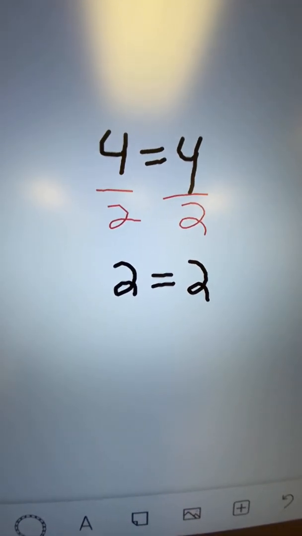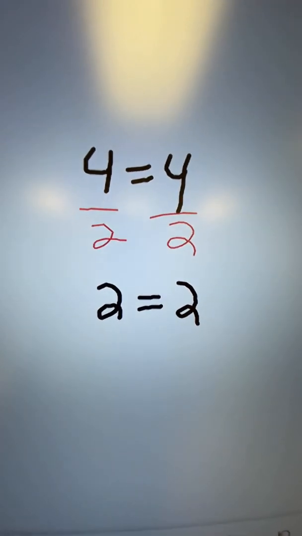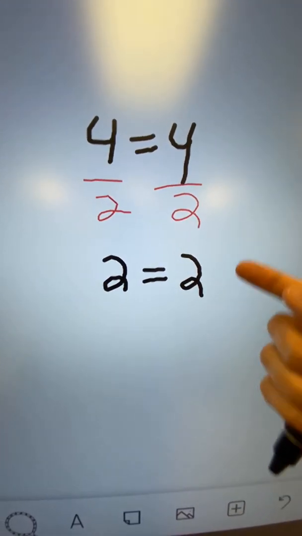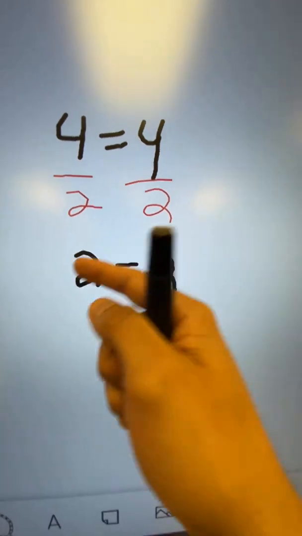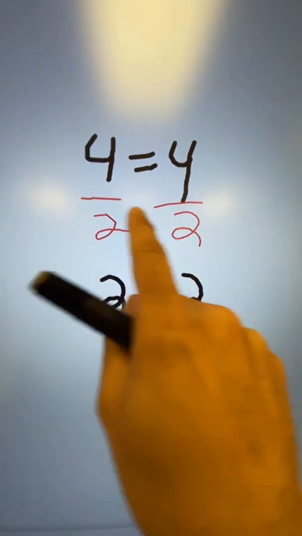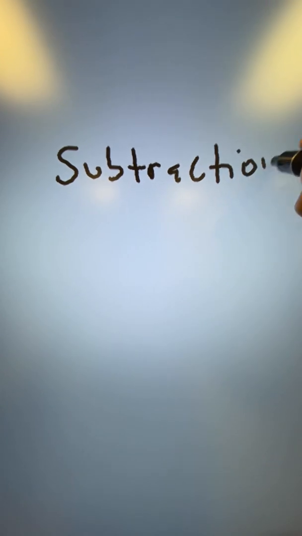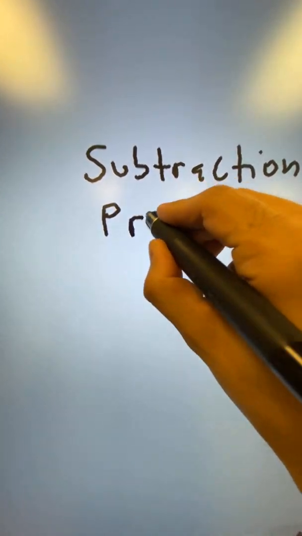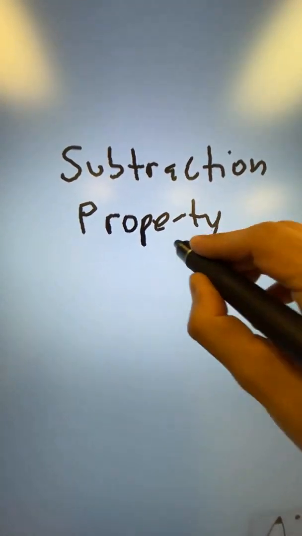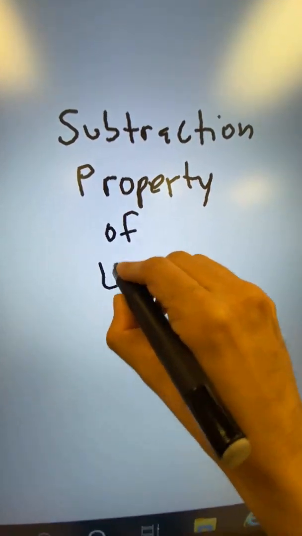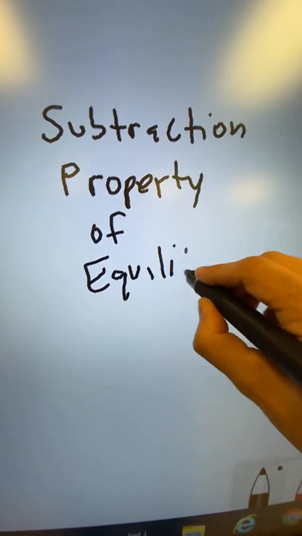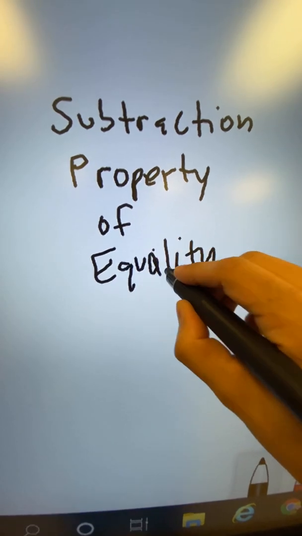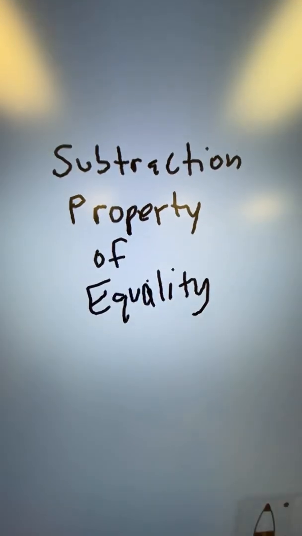So again, when I say balance the equation, this is the basic idea behind balancing the equation: to keep the equation balanced, meaning that if you're starting with something that's true, it still remains true in the next step after you do whatever operation you're using. In this first example, I'm going to show you what is called the subtraction property of equality.